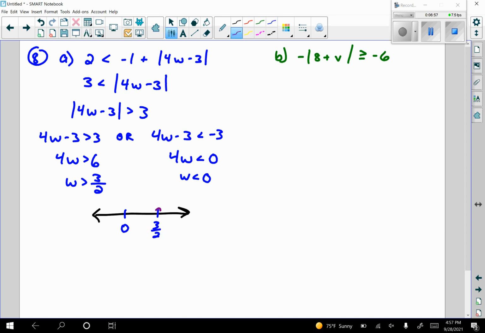So this one, we will be open endpoint shading to the right of the 3/2, open endpoint shading to the left of the 0. So we get negative infinity to 0, and we'll join that with 3/2 to infinity.